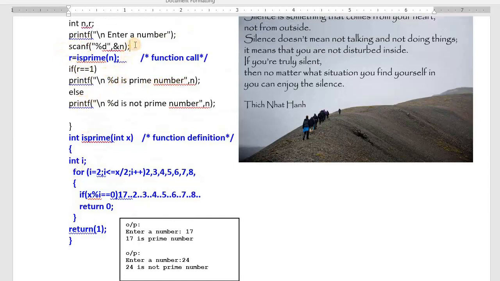If you give the n value as 100, what happens? N is 100. 100 will be transmitted to x. 100 upon 2. 100 upon 2 is how much? 50. First 2, 3, 4, 5. It generates like this up to 50. But unfortunately, x is how much? 100. 100 is divisible by 2? Yeah. True. 100 is divisible by 2. 100 is divisible by 2 means return 0. Return 0 means 0 will be stored in R. Whether R is 1? No. 100 is not prime number. Very easy program. You may get this one in VTU main examination.